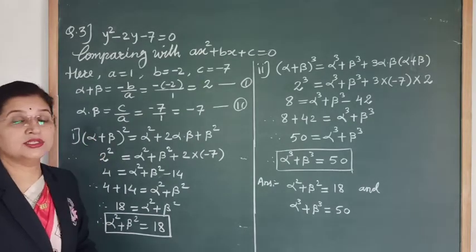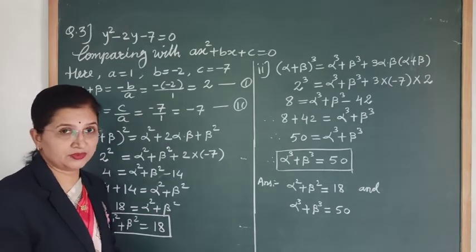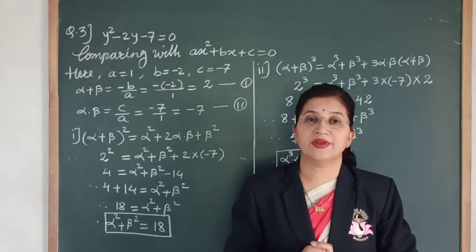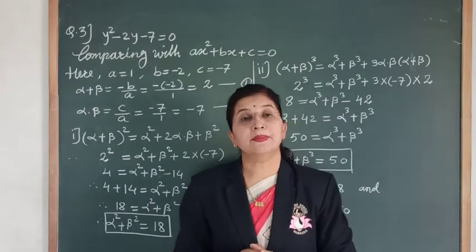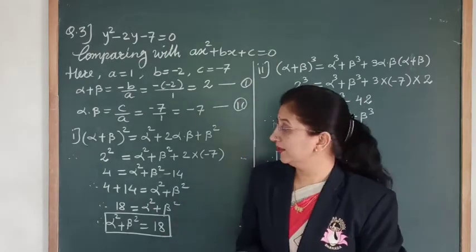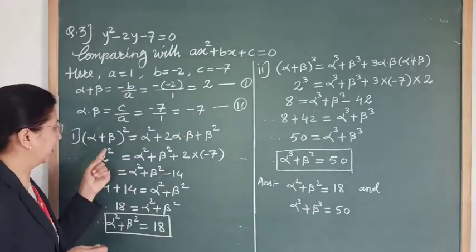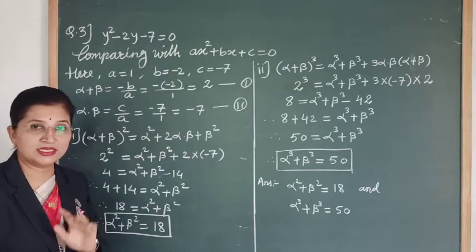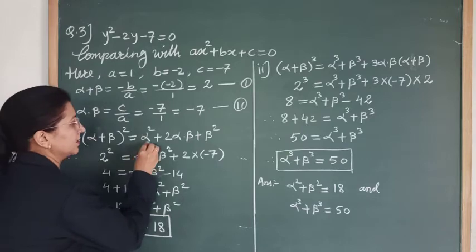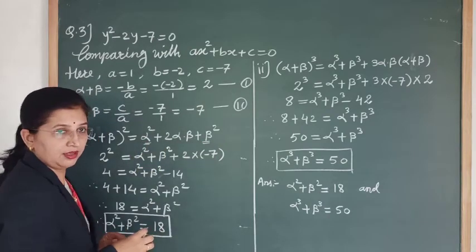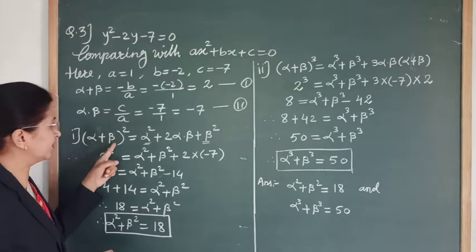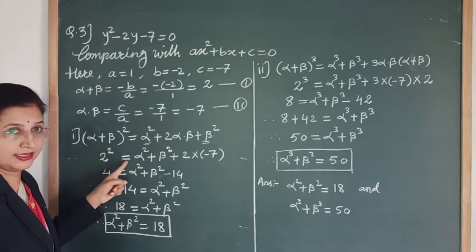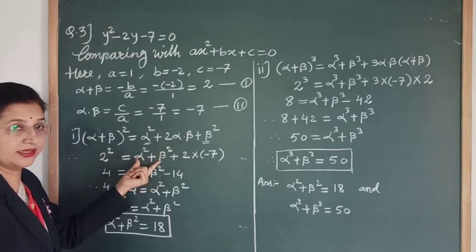Now we are asked to find out alpha square plus beta square. To find the value of alpha square plus beta square, dear students, we are going to use the formula of a plus b bracket square, that is alpha plus beta bracket square. Its expansion is alpha square plus 2 alpha into beta plus beta square. So here we have alpha square and beta square. Now alpha plus beta, what is its value? That is 2. 2 square is equal to alpha square plus beta square that we have to find out.